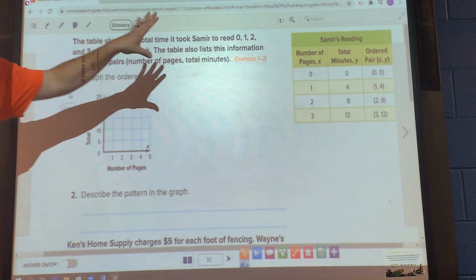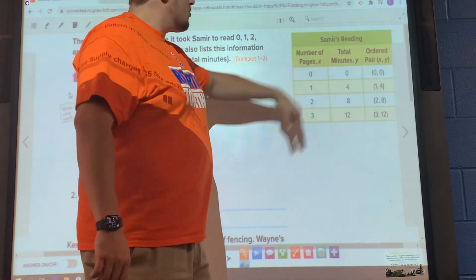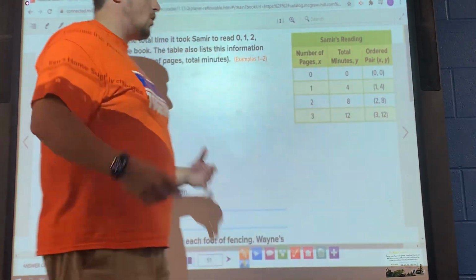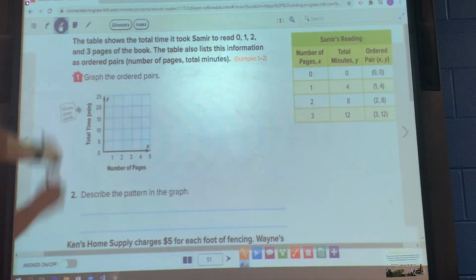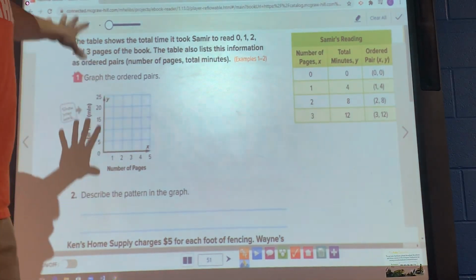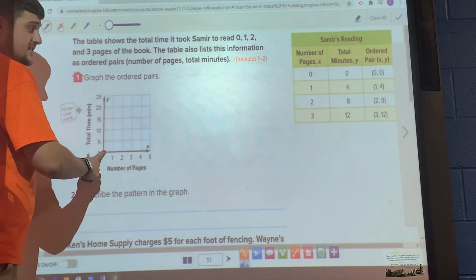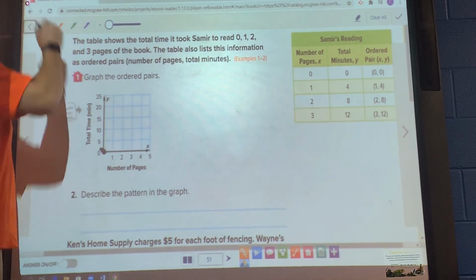So they've already done the table for you. So we have our number of pages, which is our x. We have our total minutes, which is y, and they already put it in ordered pairs for you. So all we have to do now is take those ordered pairs and graph them. So like I said, whenever you start on a coordinate plane, this graph here, always start at 0, 0. So we're gonna start here. Well, our first point is 0, 0. So we're gonna put it right there.